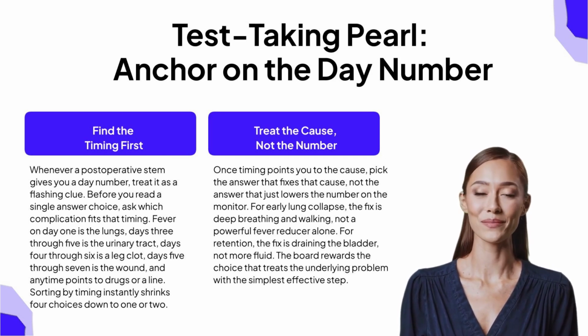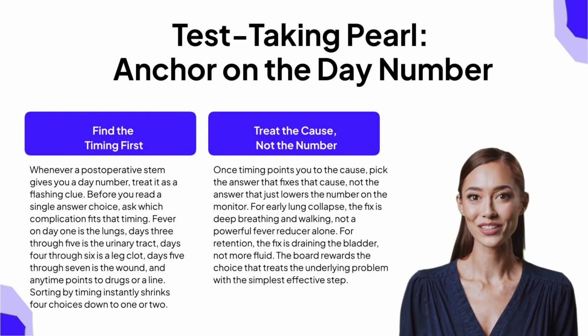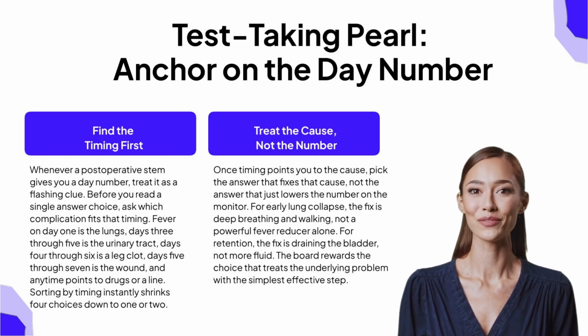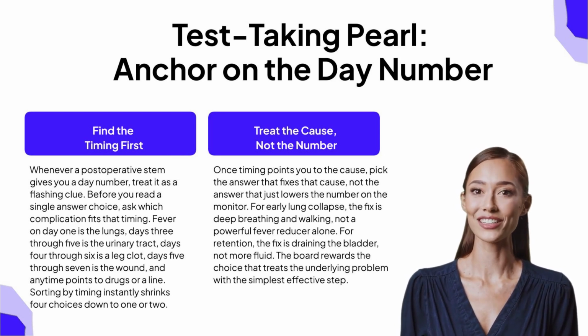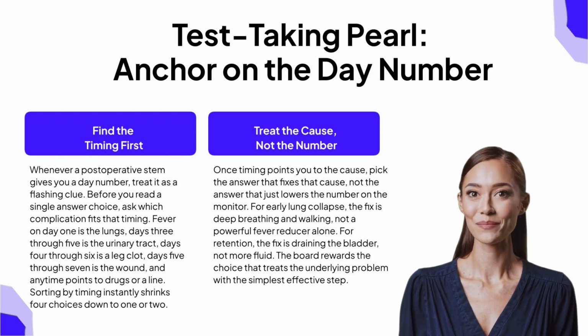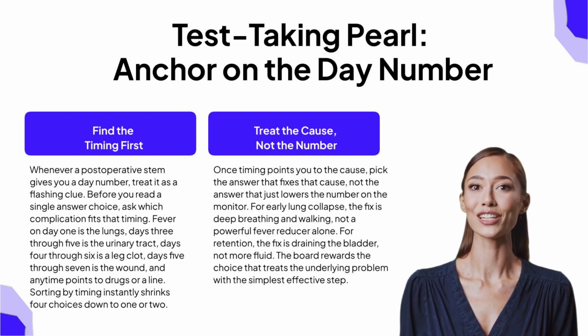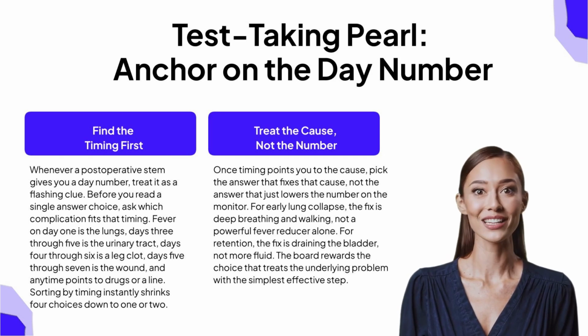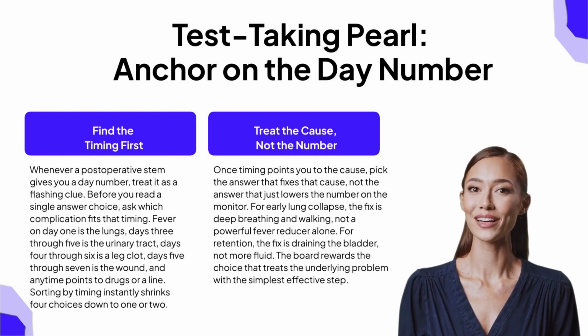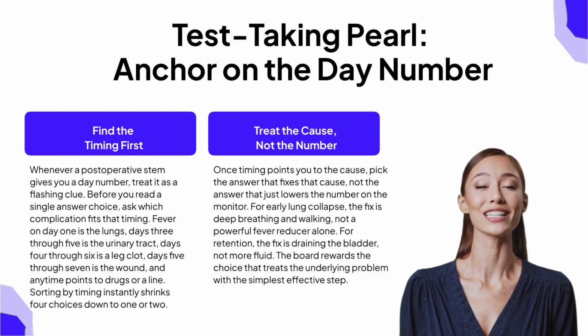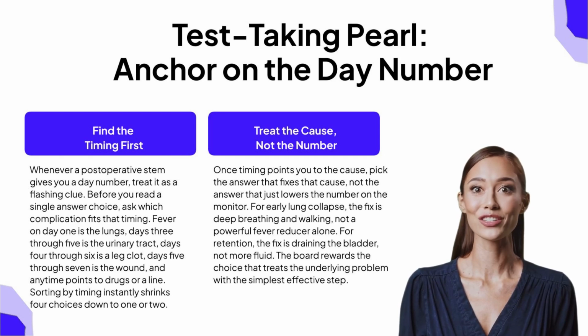Then comes the second half of the pearl. Treat the cause, not the number. Once timing points you to the underlying problem, choose the answer that fixes that problem with the simplest effective step, rather than the answer that just lowers a number on the monitor. For early lung collapse, that means deep breathing and walking, not just a fever reducer. For the patient who cannot urinate, that means draining the bladder, not pouring in more fluid. Find the timing first, then treat the cause. Do that, and these questions become some of the most reliable points on your exam.